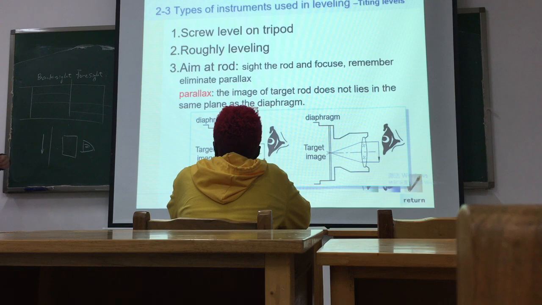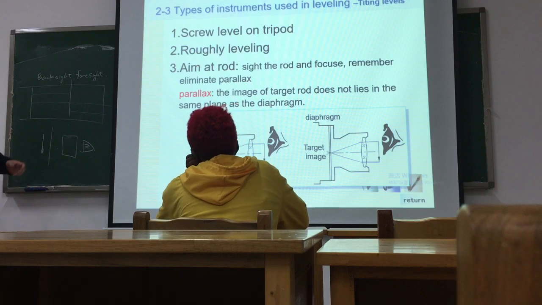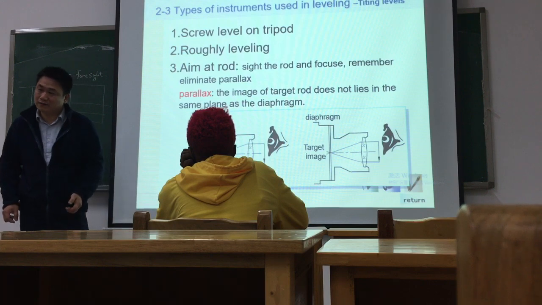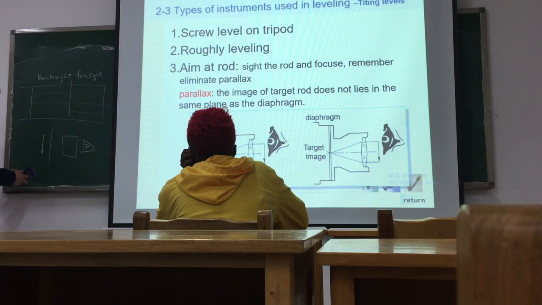Okay? When you screw the focus screw to make the target clear and at the same time rotate the ring of the eyepiece to make the crosshair very clear, that means at this time the target rod image and the crosshair plane are at the same position. In this situation, when the eye moves up and down slightly, the image will not move relatively. That means we eliminate the parallax first.